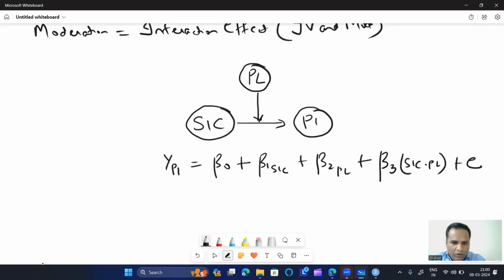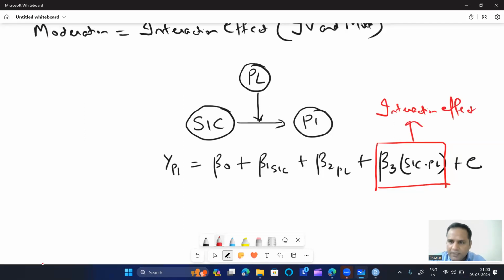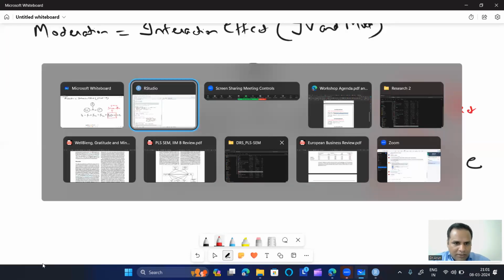Okay. So now, friends, this is the interaction effect. If this comes out to be significant, let's say if P is less than 0.05, then we can say yes, there is a moderation. So now let's test this particular model. How to test this model?